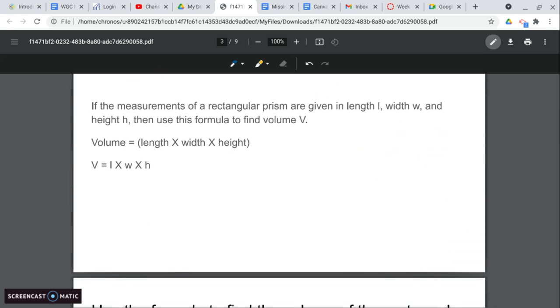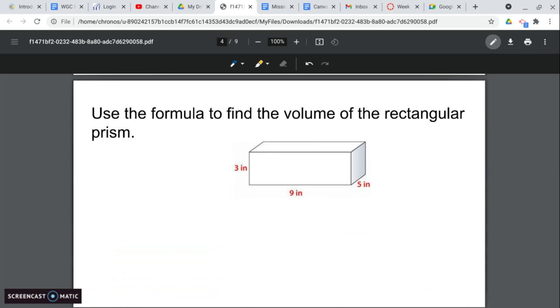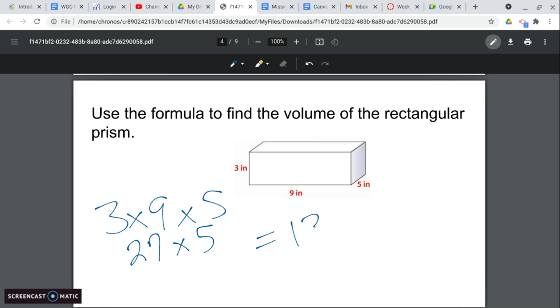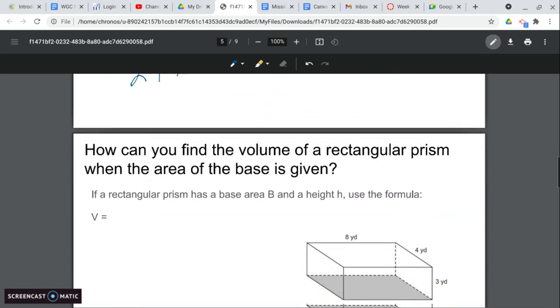If the measurements of a rectangular prism are given in length, width, and height, then use this formula to find volume. Volume equals length times width times height, or L times W times H. So for this one, we have 3 times 9 times 5. Because it's multiplication, we can multiply them in any order, so you don't have to have them in the form length times width times height, okay? You just have to multiply them together. So 3 times 9 is 27, and then 27 times 5 is going to give us 135 inches cubed. Make sure you label to show that it is inches cubed.